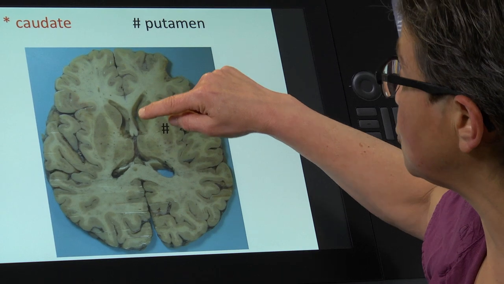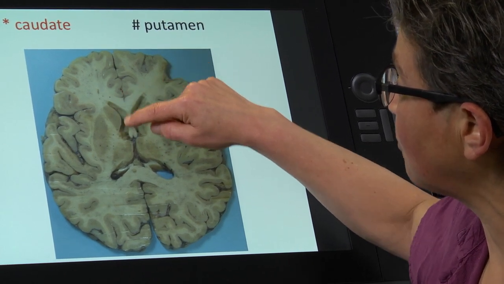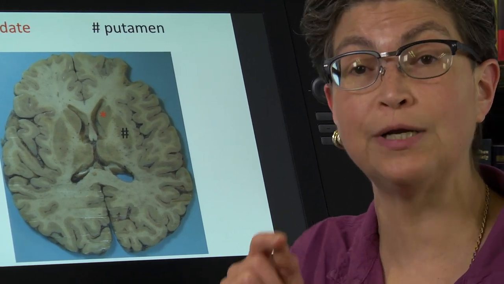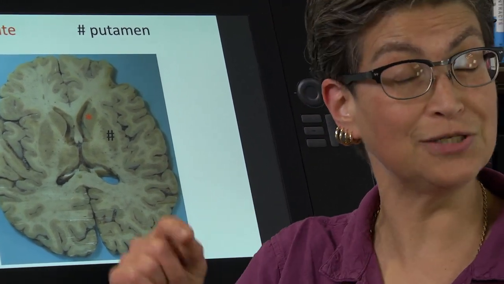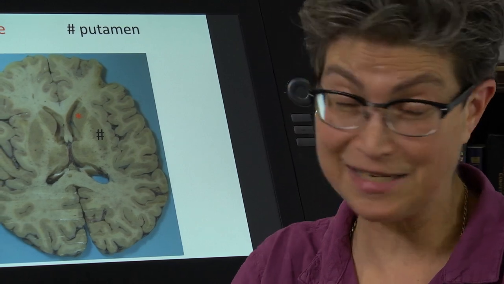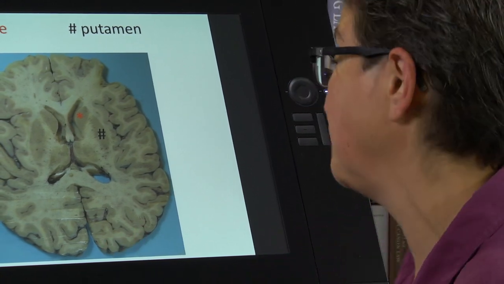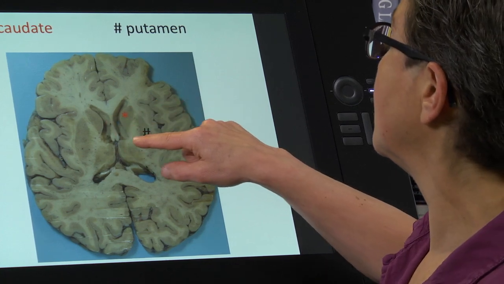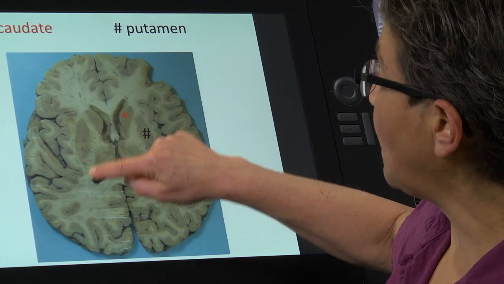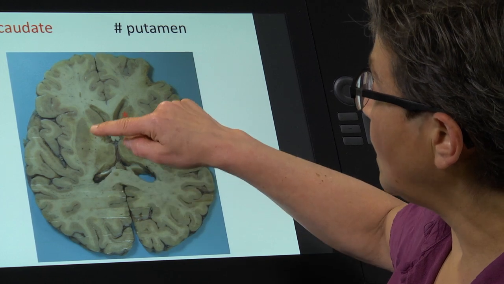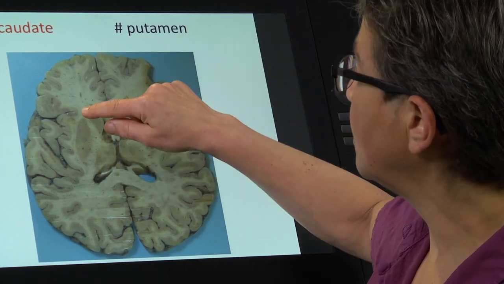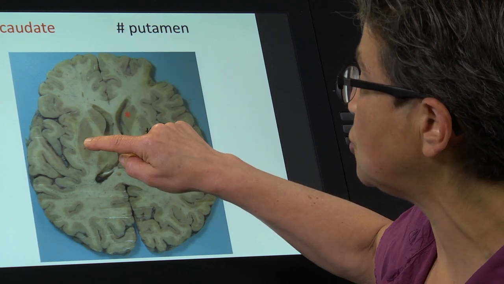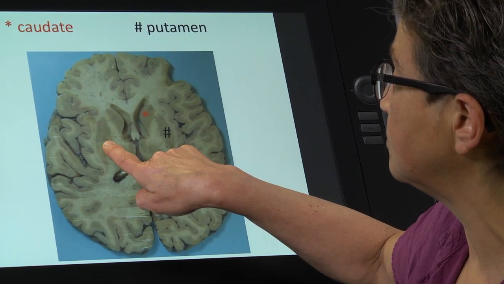And this structure right here, next to the lateral ventricle, is the caudate. Anytime you see gray matter next to the lateral ventricle, it is always going to be caudate. It can only be caudate. The only gray matter touching the lateral ventricle is caudate. Separated from the caudate by this internal capsule, and we'll look at this again later, is this structure here, which is the putamen.